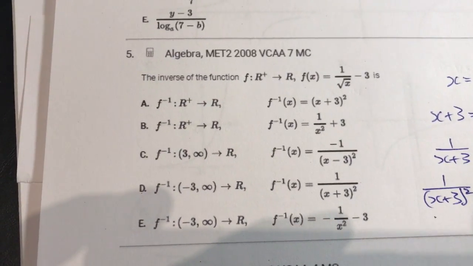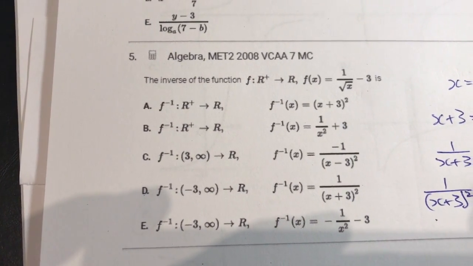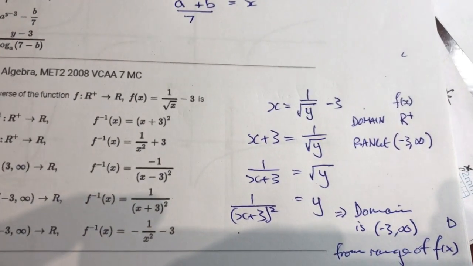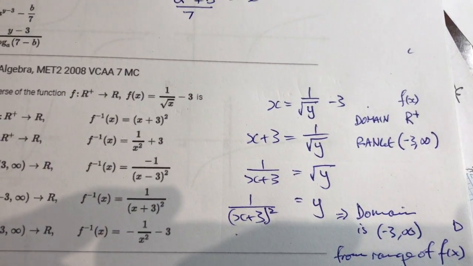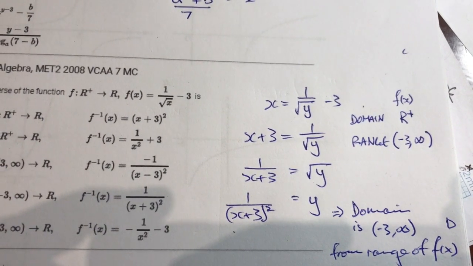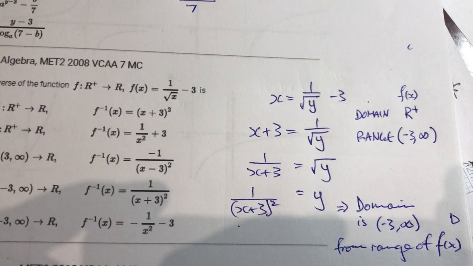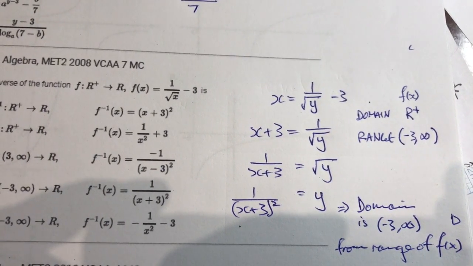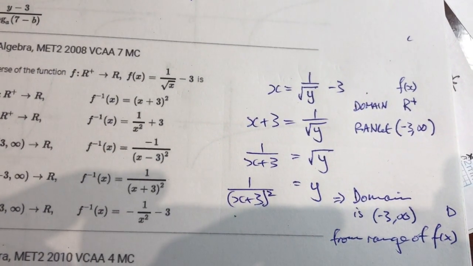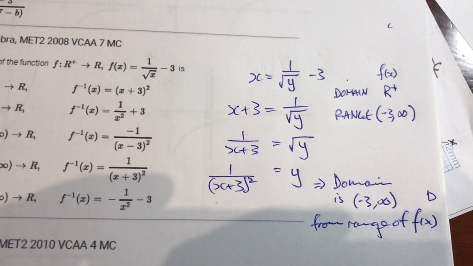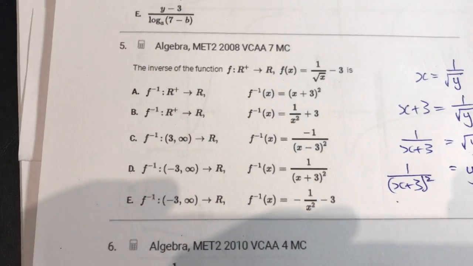Question number 5, inverse functions. So we have to swap the x and the y. We also have to swap domain and range. So subtract 3 from both sides, then invert both sides, square both sides, and swap the domain with the range. And so the correct answer is D.